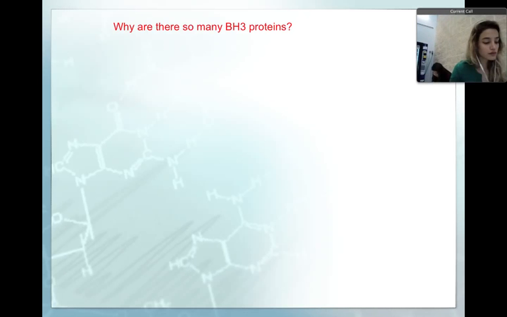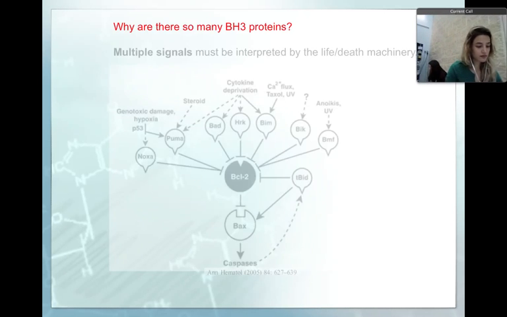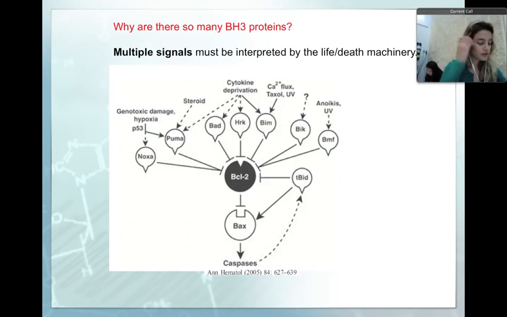Okay, and these are essentially those BH3 only proteins. And only?